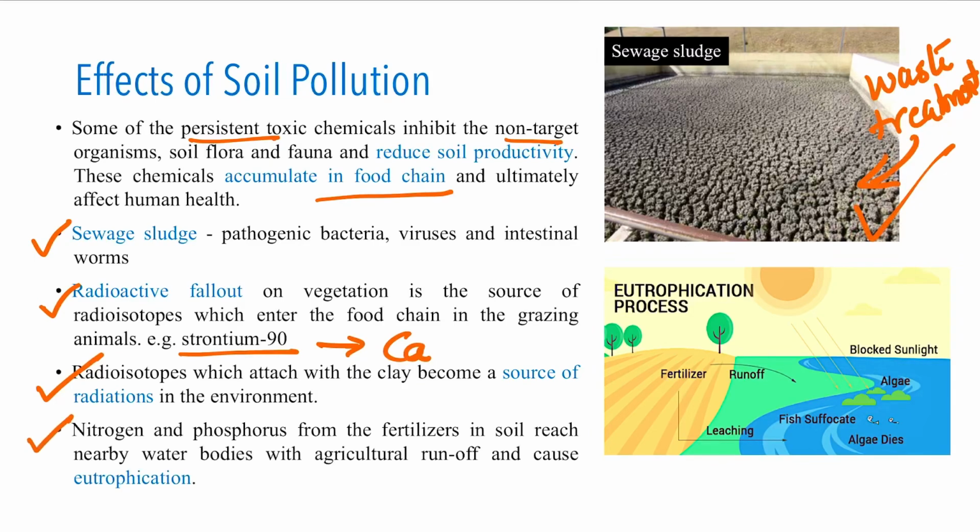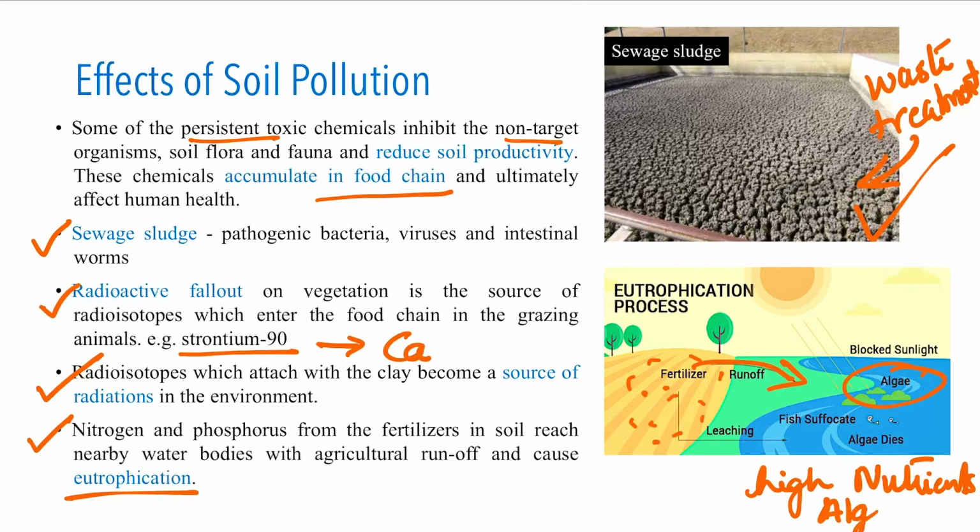So they will be emitting many radiations into the atmosphere. And the last one that we have is eutrophication, that is, the various nitrogenous and phosphorus fertilizers that are used by farmers. Ultimately, whatever fertilizers we apply in the farm, with the rain, it is going to lead into the water bodies. It is going to cause high nutrients in these water bodies, and algal growth will be there.